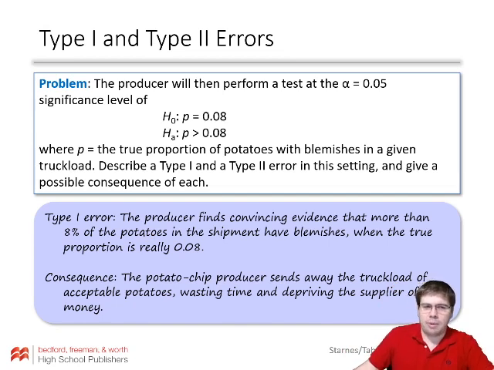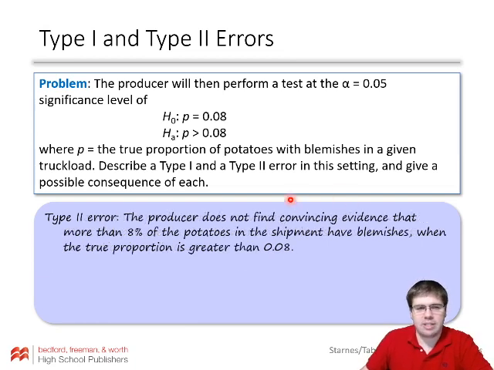All right, so then what about the type 2 error in this setting? The type 2 is the opposite. Not that the null hypothesis is true, but the alternative is true. We should reject, but we fail to reject. So the producer does not find convincing evidence that more than 8% of the potatoes in the shipment have blemishes when the true proportion is greater than 8%.